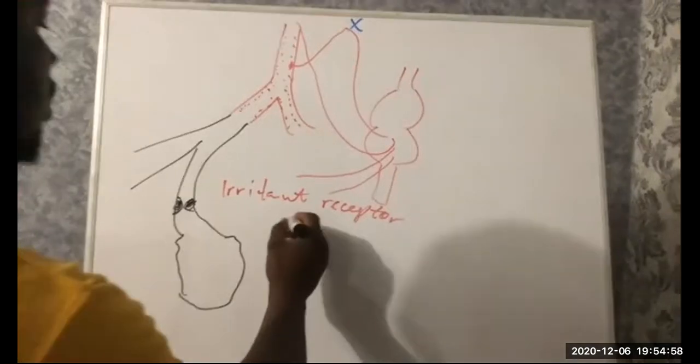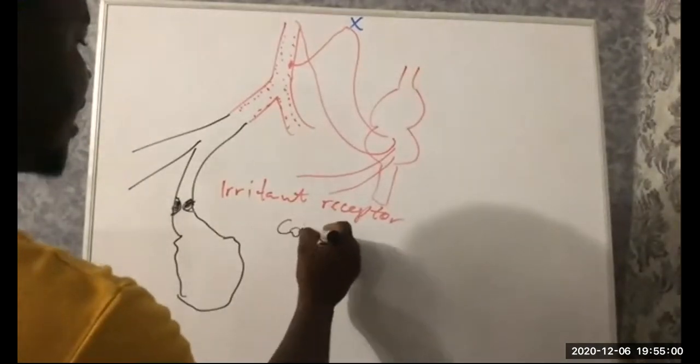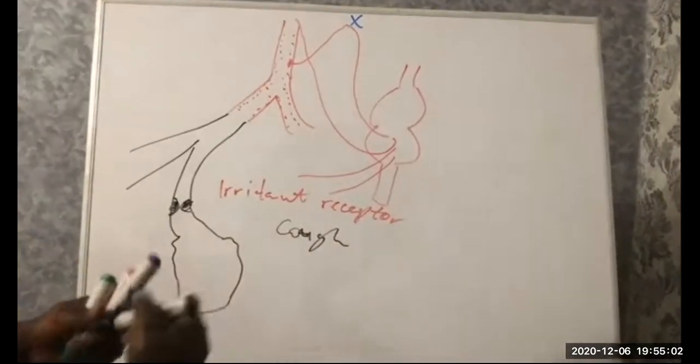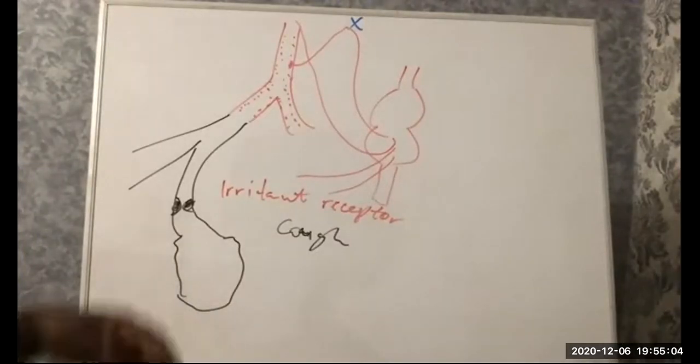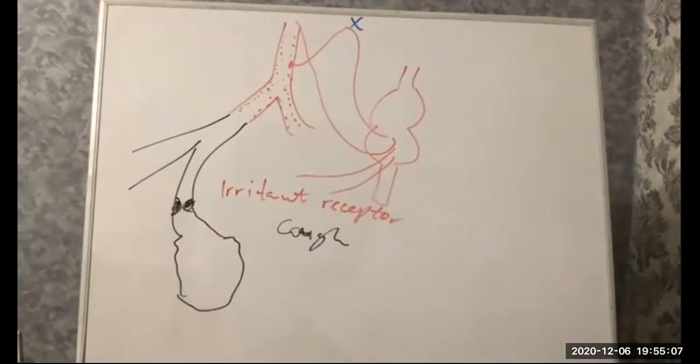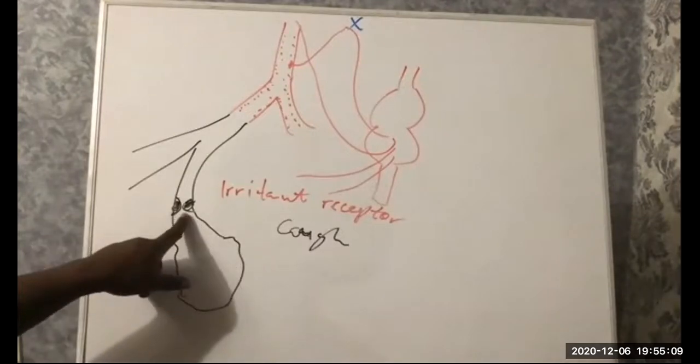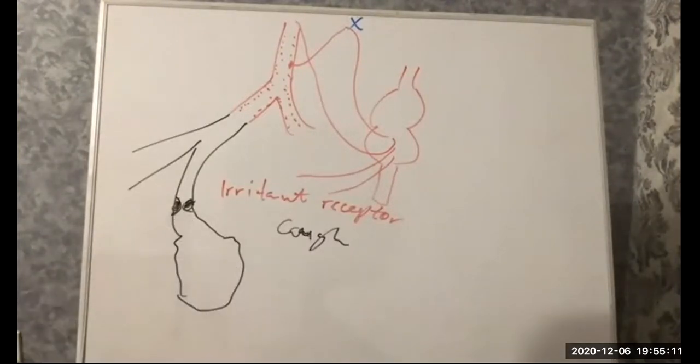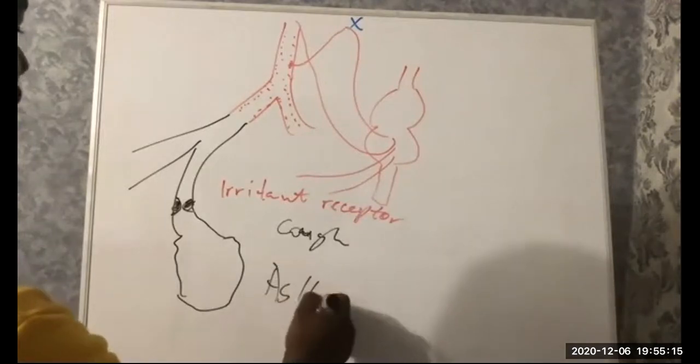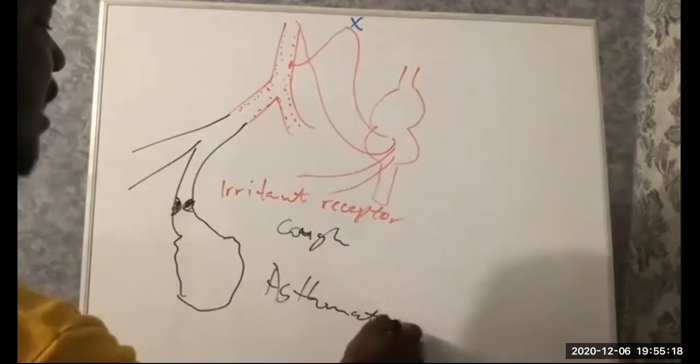Ideally, they are supposed to stimulate only cough. But whenever these irritant receptors are stimulated so much, they can cause bronchoconstriction, especially in patients who are asthmatics.